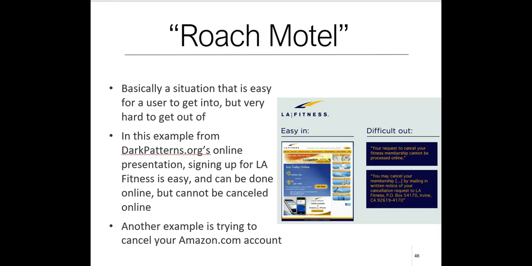Then we have things like the classic Roach Motel situation, which, as I say here, is basically a situation that's easy for a user to get into, but hard to get out of. So in this example from darkpatterns.org's online presentation, signing up for LA Fitness is easy and can be done online, but it can't be canceled online. So easy in: join today online, initiation fee, and then $8.95 per week, as you see from this old screenshot. And then a difficult out, where it says your request to cancel your fitness membership cannot be processed online. You may cancel your membership by mailing written notice of your cancellation request to such and such an address.